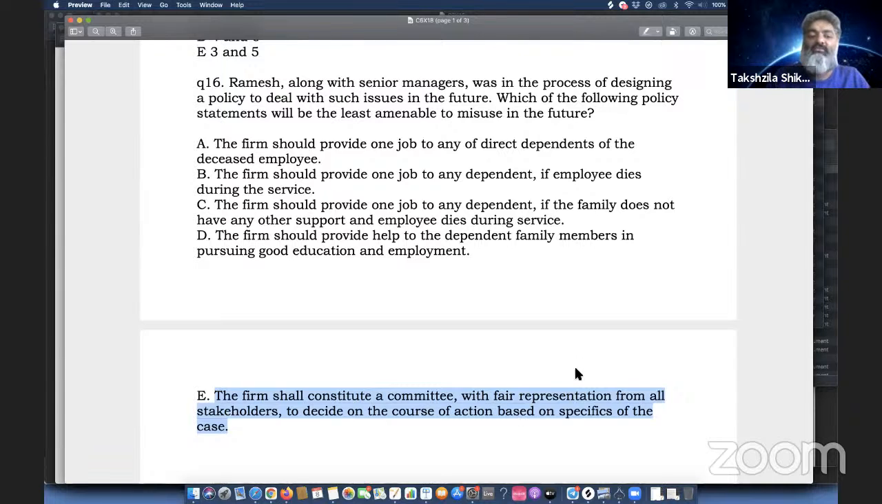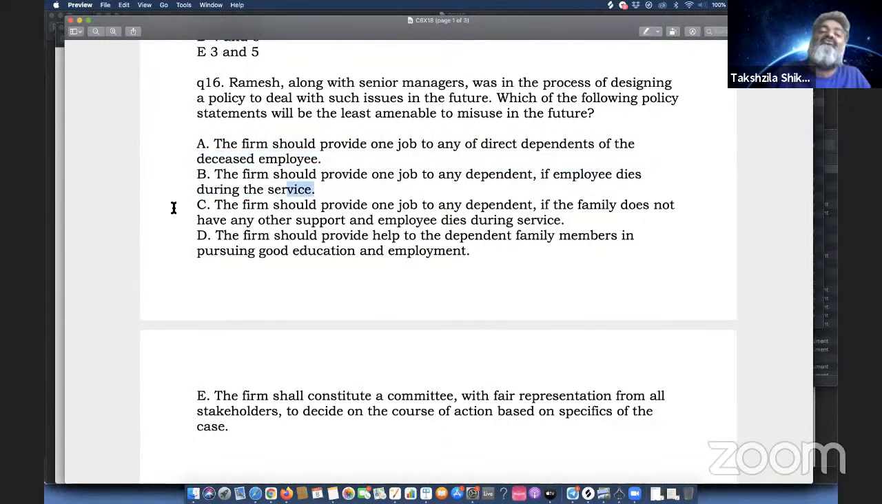Everywhere else the firm should provide one job to any direct dependents of the deceased employee. I want more details about the deceased employee, whether he's a long-term employee, he's just joined, whether he was a devoted loyal employee, or was he a middling person, just barely managed his job, right? The firm should provide one job to any dependent, again, if the employee dies during service. So now notice this is better than the earlier one that said any death, I will give a job. This says, okay, if there is a death in service, I will give a job.